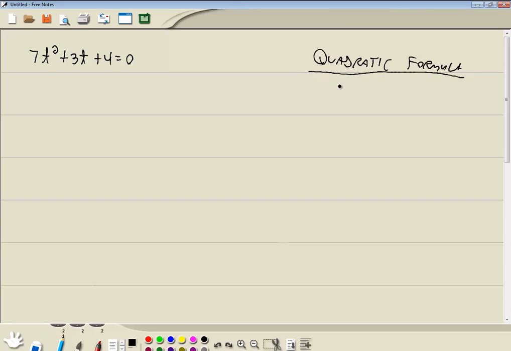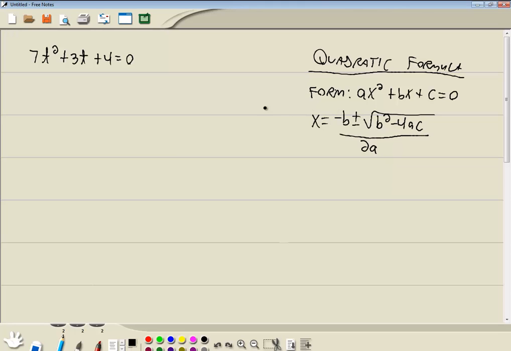Now normally we see this in terms of x's, but if it's of the form ax squared plus bx plus c equal to 0, then our answer is given by this formula. x is equal to negative b plus or minus square root of b squared minus 4ac all over 2a. Well, a lot of times you'll see t's appear in a problem because t represents time. It's still the same formula, still the same idea. It doesn't matter what variable you have.